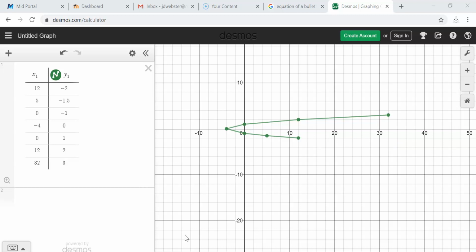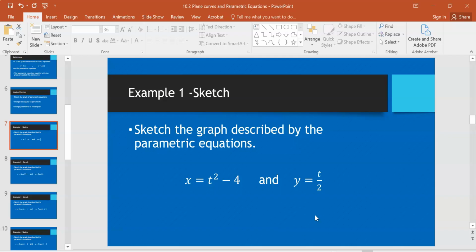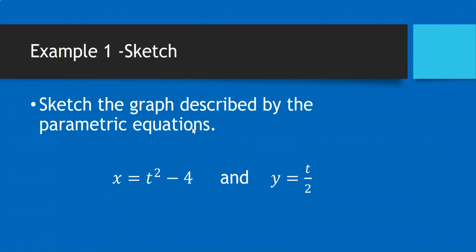So that's method number one. Again, that's sort of the classical method of how to sketch parametric equations. Now we have the advantage of having a calculator. So our TI-84 will actually graph parametric equations for us as long as we know how to input those things into our calculator.